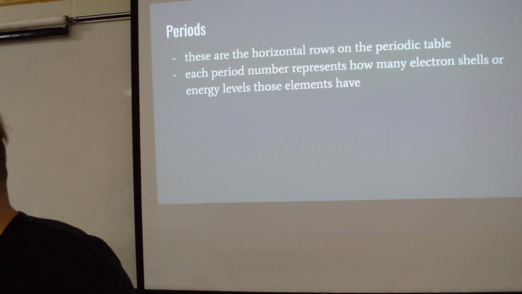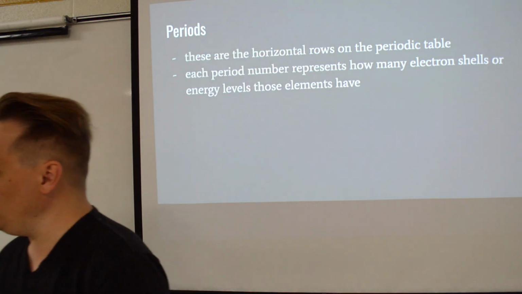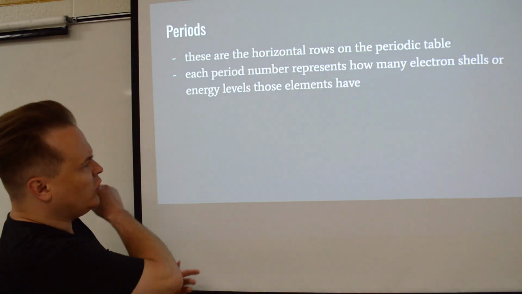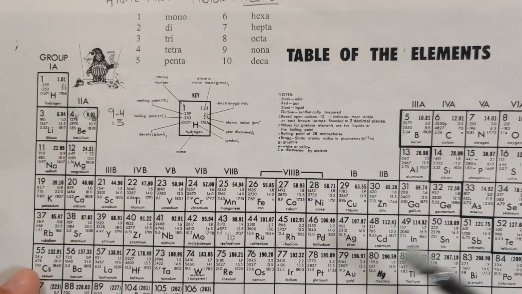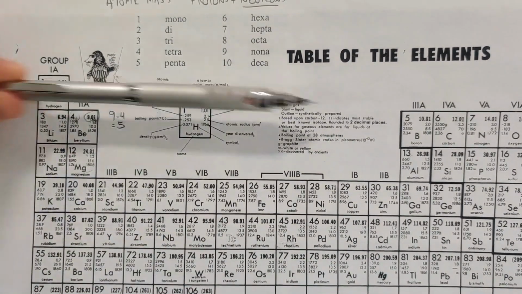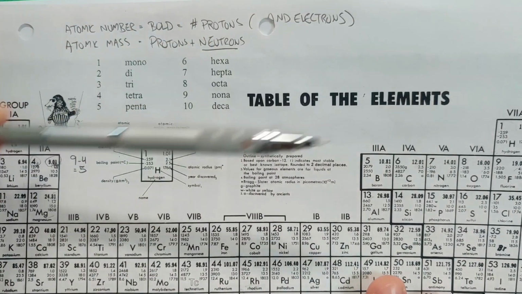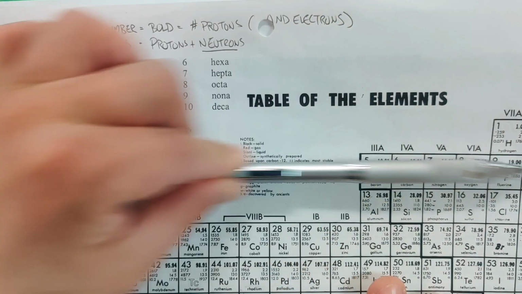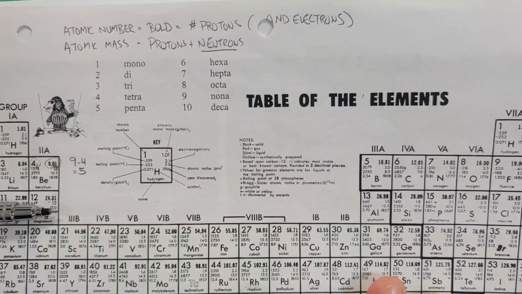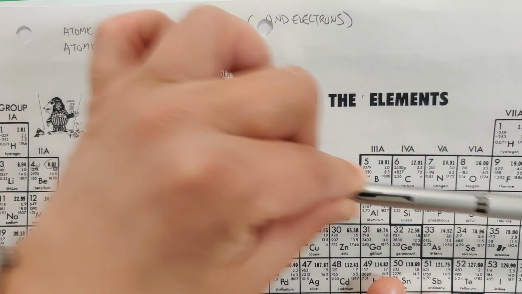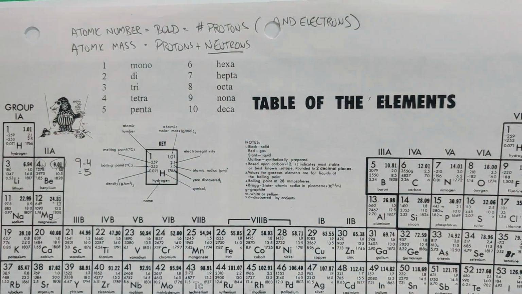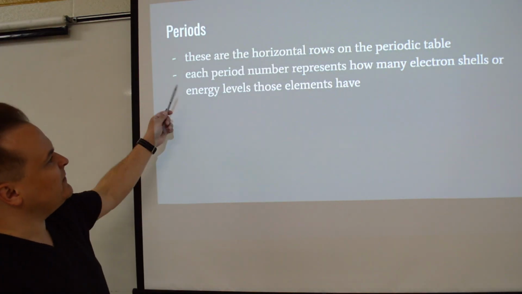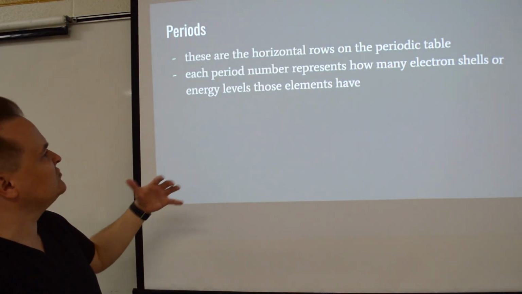All right. Periods. Okay, what is a period? A period is a horizontal row. And that's all you need to know for now. So if I'm talking about a period here, this is a period going this way, right across the top. This is a period going this way. This next row is a period, a period, a period going across this way. All right, so that's okay. Each period number represents how many electrons shells.